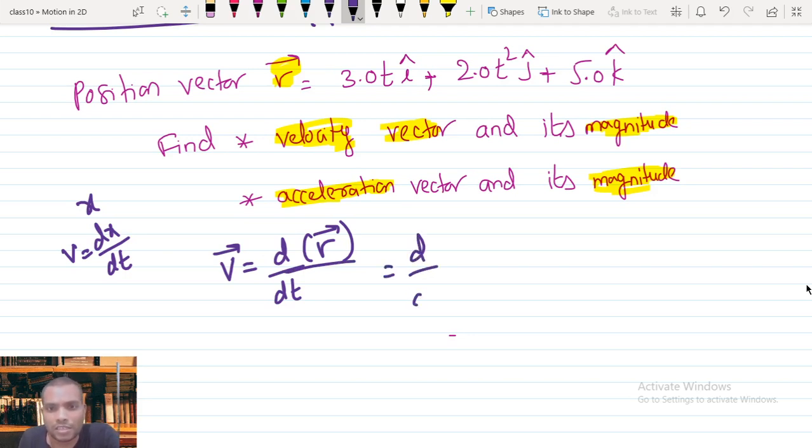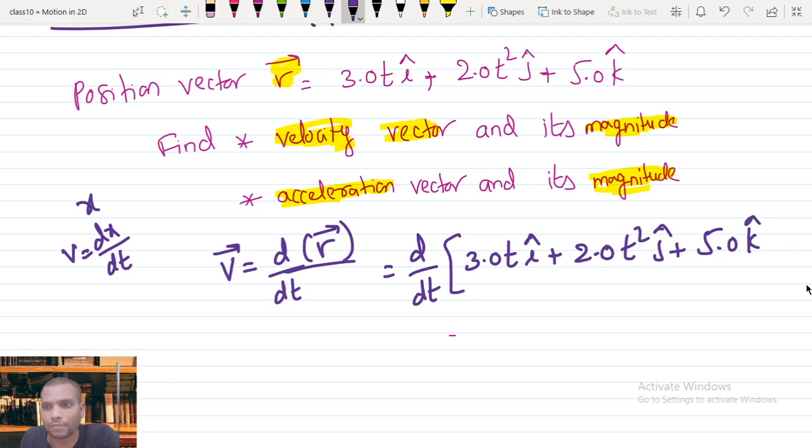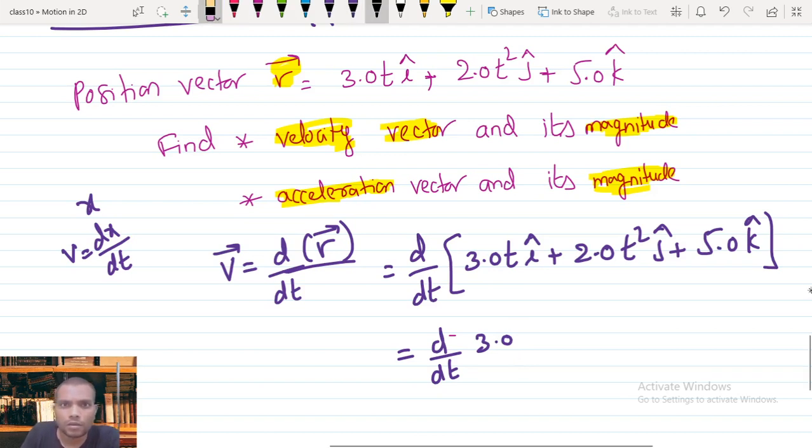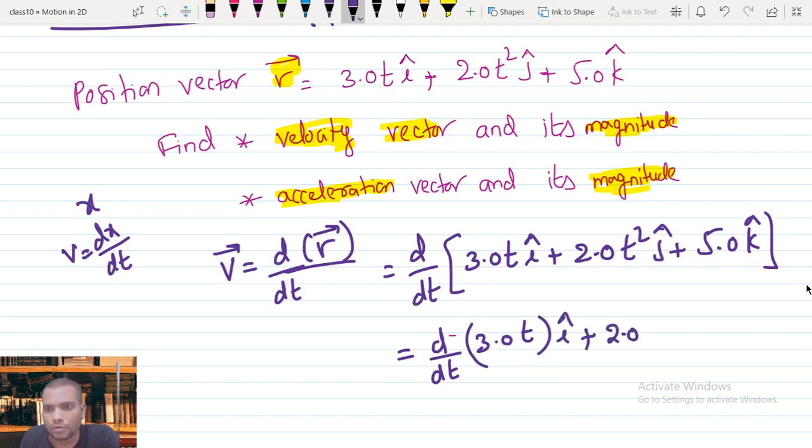So it means I do the differentiation for the given vector, d by dt of 3.0 t i cap plus 2.0 t square j cap plus 5.0 k cap. If I do differentiation of this given vector, I can get the velocity. So how can we do that? First we can separate it: d by dt of 3.0 times t i cap plus 2.0 d by dt of t square j cap plus d by dt of 5.0 k cap.